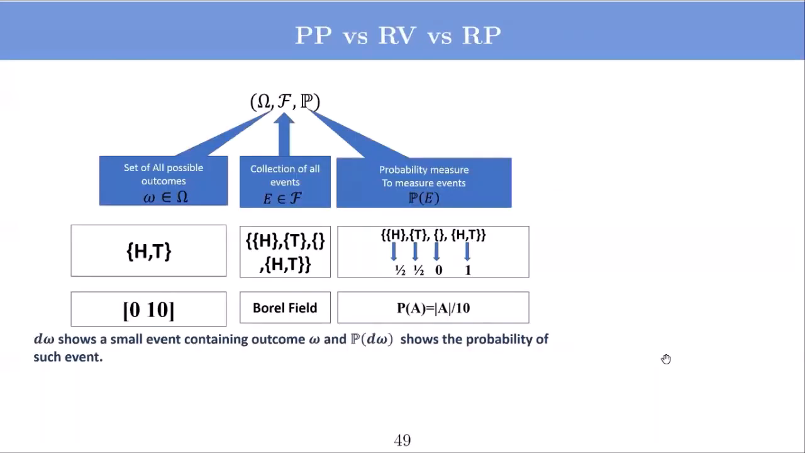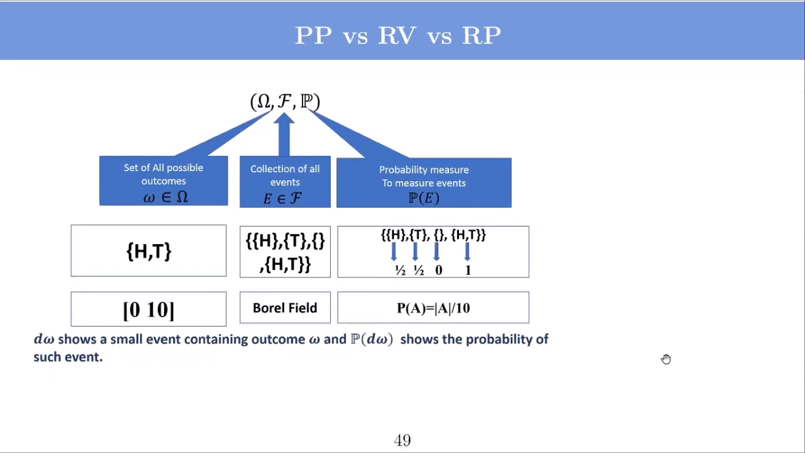So let us try to put this in perspective of how I see this point process when compared with random variables or random processes. I give one example of what a random variable is, and how we can see how this point process looks like an extension of this random variable.